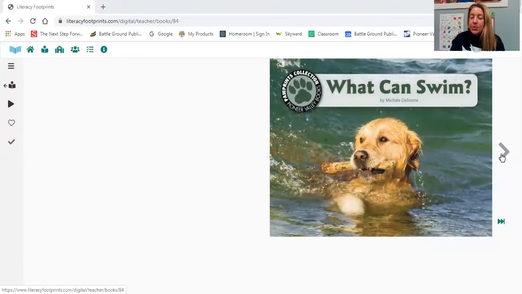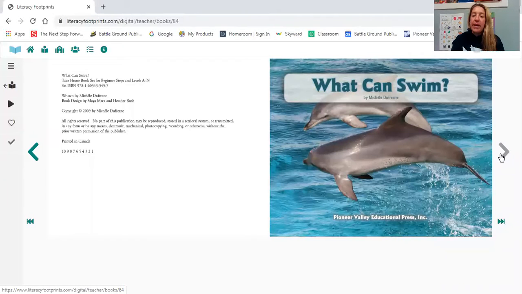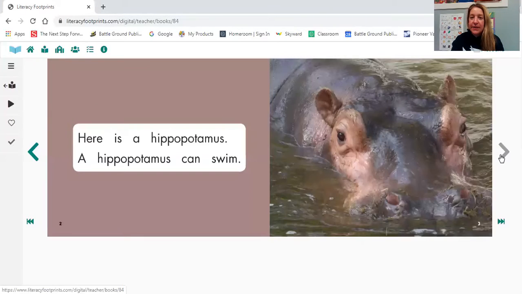Let's look through our story here. This is our title page, What Can Swim? And I see a different animal on the title page than was on the cover. And I love dolphins. So does anybody know the name of this animal? This is called a hippopotamus. That's a very long word.